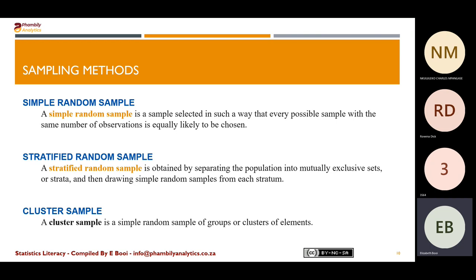A cluster sampling is almost similar to the stratified, but with cluster sampling, you just put groups of people into groups, and from there you do your random sampling as well from each group to create your sample. So these are some of the probability sampling methods that you might want to use if you want to infer your sampling results back to the population.